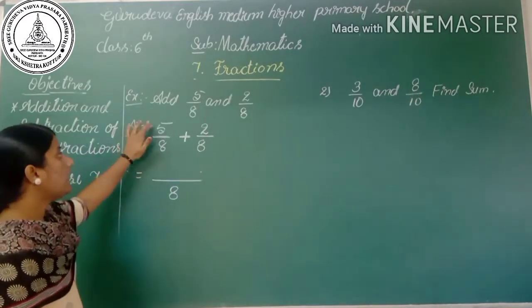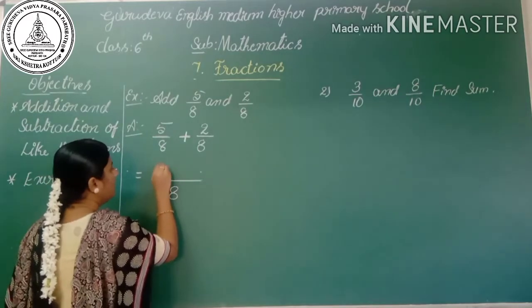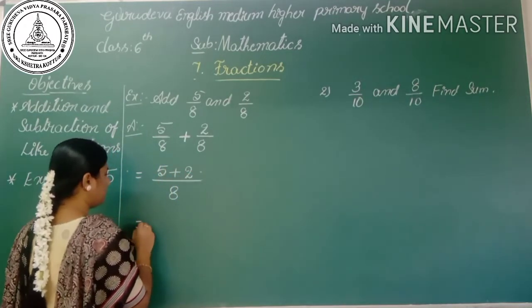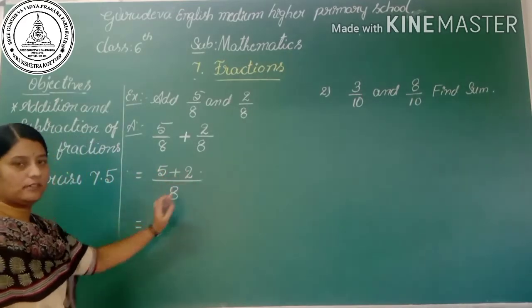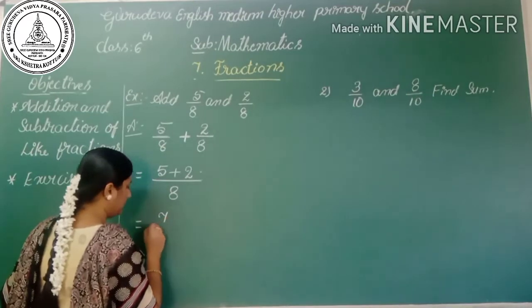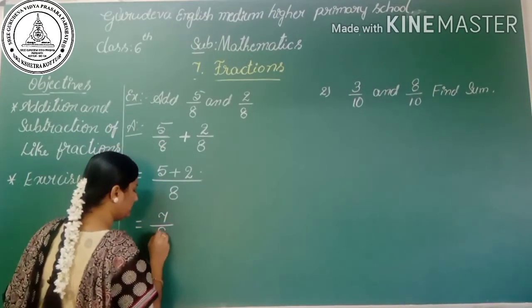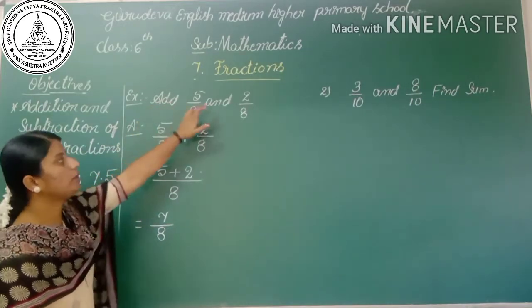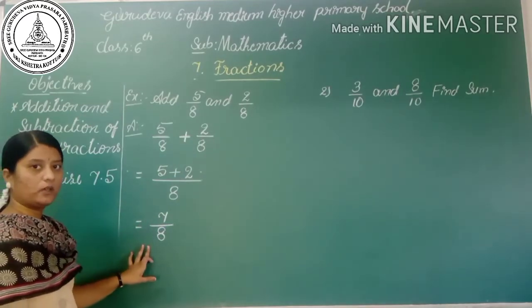Then now add the numerators. 5 plus 2 is equal to 7 divided by 8 as it is. What is the sum of 5 by 8 and 2 by 8? That is 7 by 8.